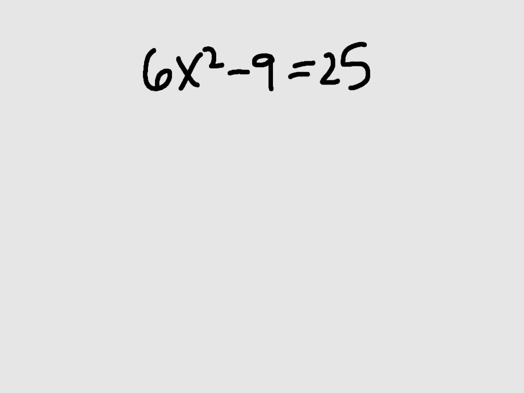Okay, this is our last example, and it's a little bit of a trickier one, because remember that all factors are set equal to 0. But if you have an example like this, you have to set it equal to 0 yourself, or else the factor will not work. So, what we're going to do is we're going to subtract 25 from both sides.